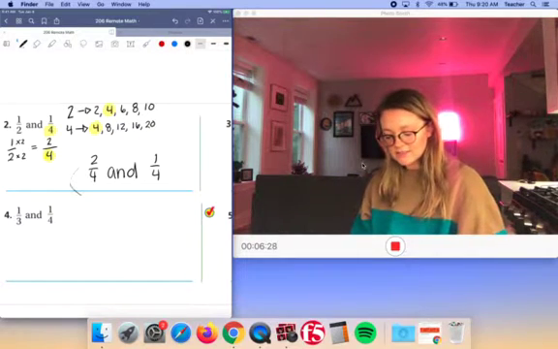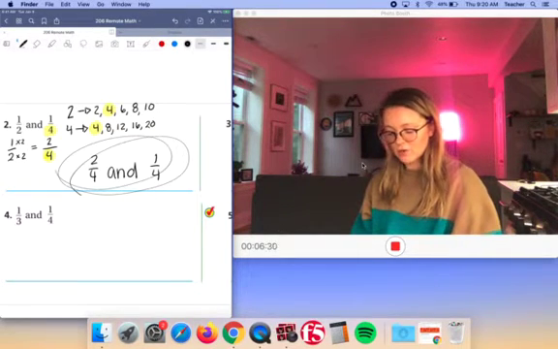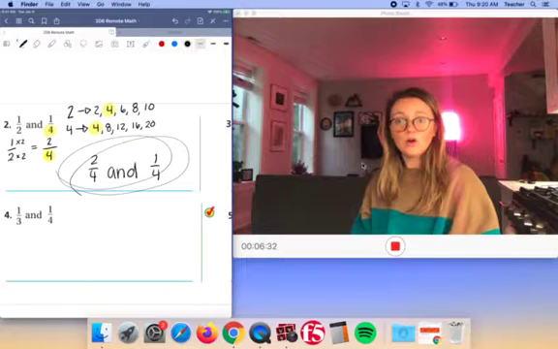So now, seeing this information, what's bigger, 1/2 or 1/4?